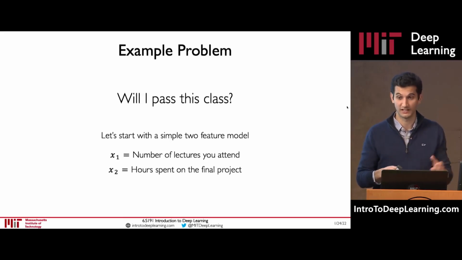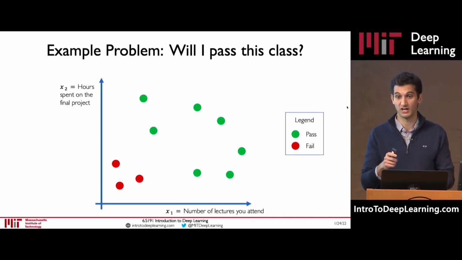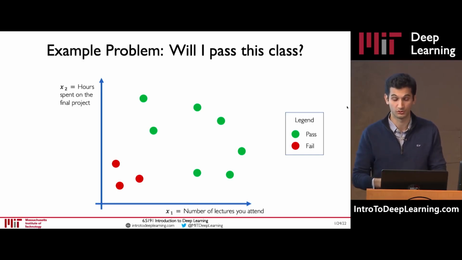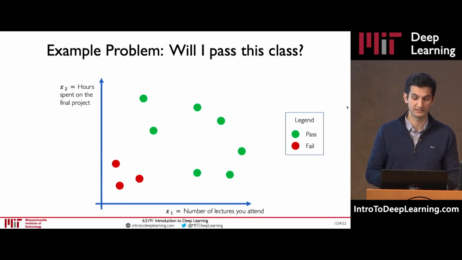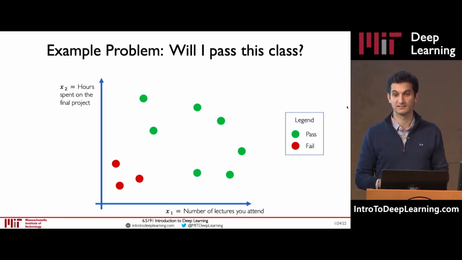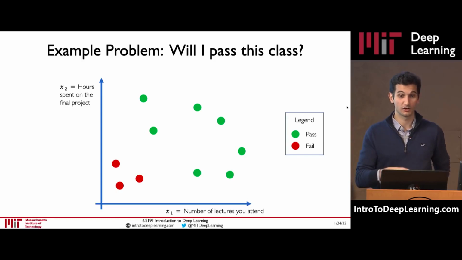We can collect a bunch of data from past years on how previous students performed here. Each dot corresponds to a student who took this class. We can plot each student in this 2-dimensional feature space, where on the x-axis is the number of lectures they attended, and on the y-axis is the number of hours that they spent on the final project. The green points are the students who passed, and the red points are those who failed.